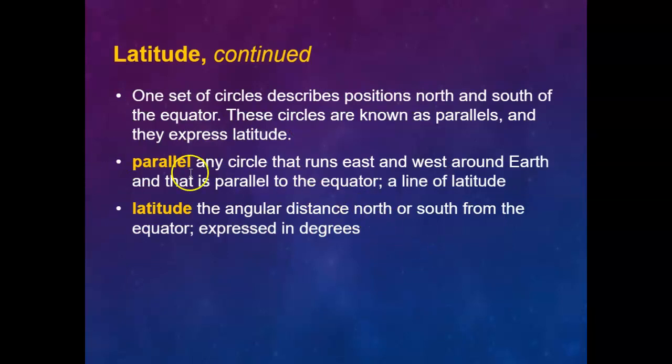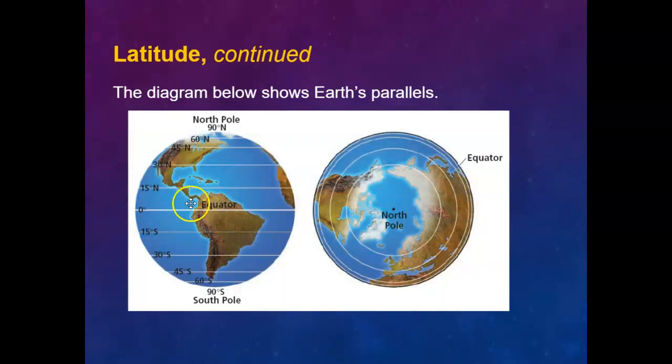So the other thing here is that we also use the term parallel. Any circle that runs east and west around the Earth and is parallel to the equator is a line of latitude. So once again, you'll notice here's our equator, and these are parallel lines. They do not run into it, they run along it, parallel lines. So sometimes we call these parallels. So we might say the 15th north parallel or the 30 north parallel.